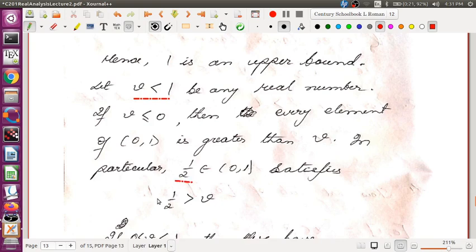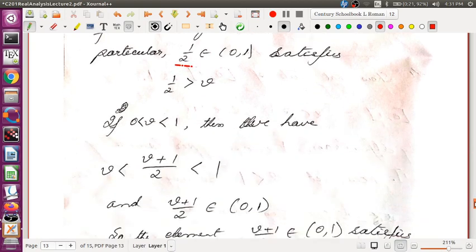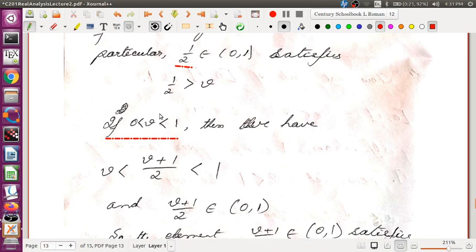So we have got an element x equal to half which satisfies x is strictly greater than v, right? And another possibility is if v lies between 0 and 1, in that case half may not work, half may not serve our purpose. So what is our purpose? We need an element x inside the set (0, 1) which is strictly greater than v. So can we do that?